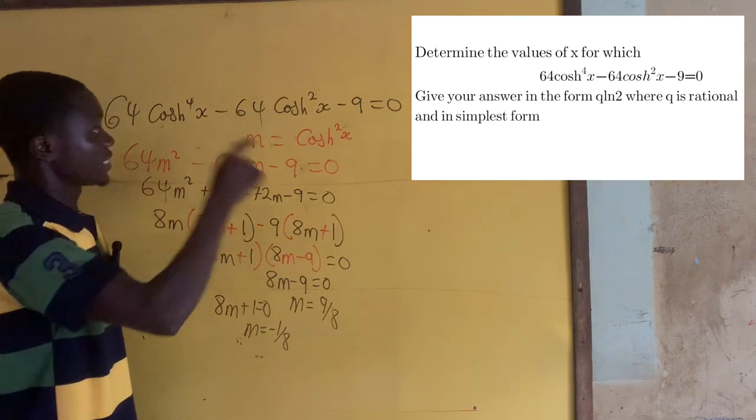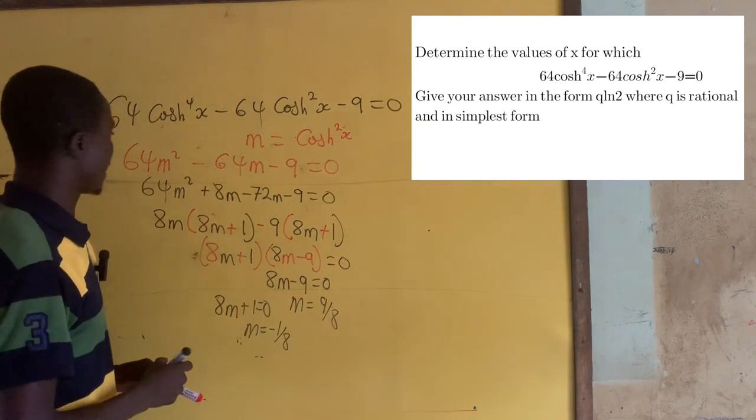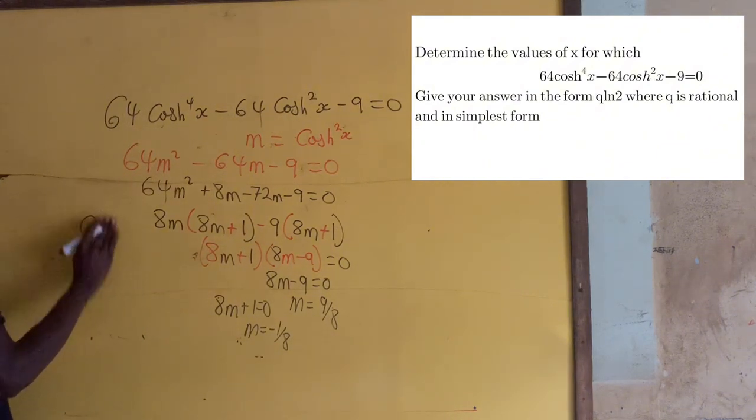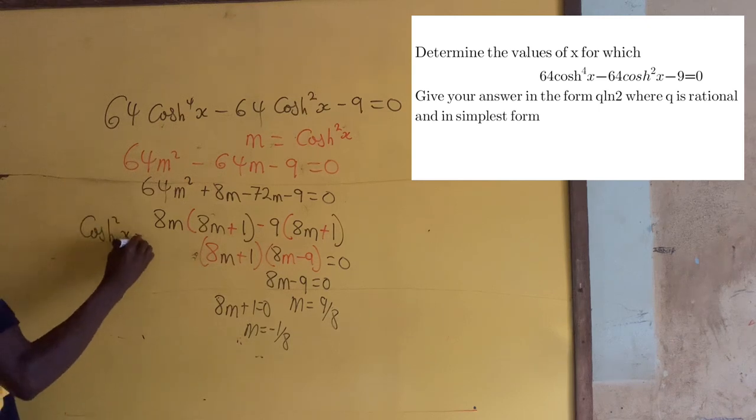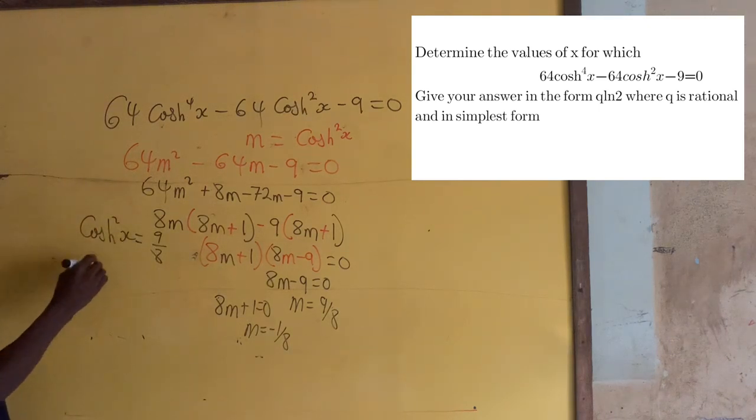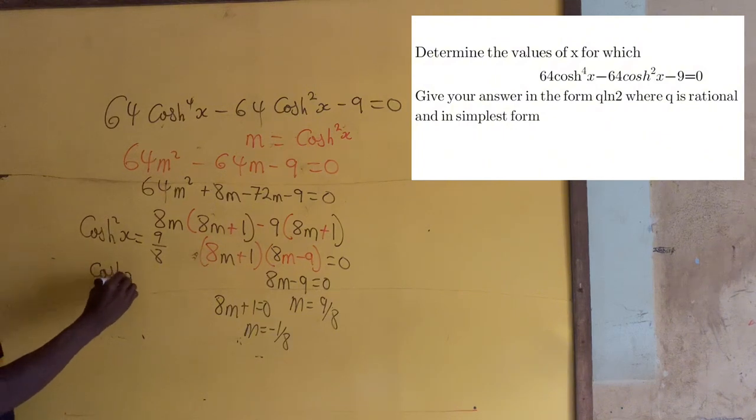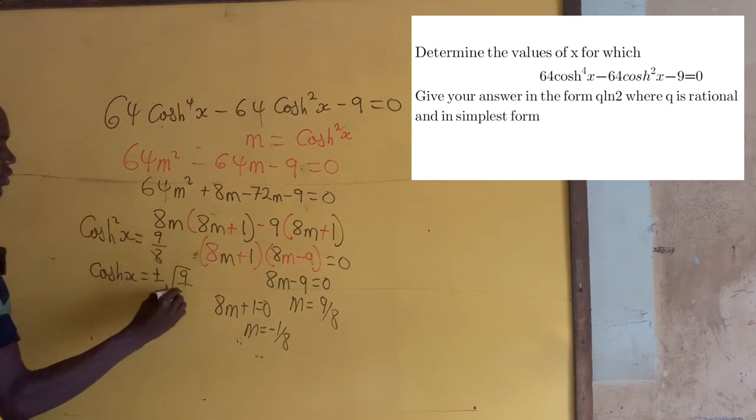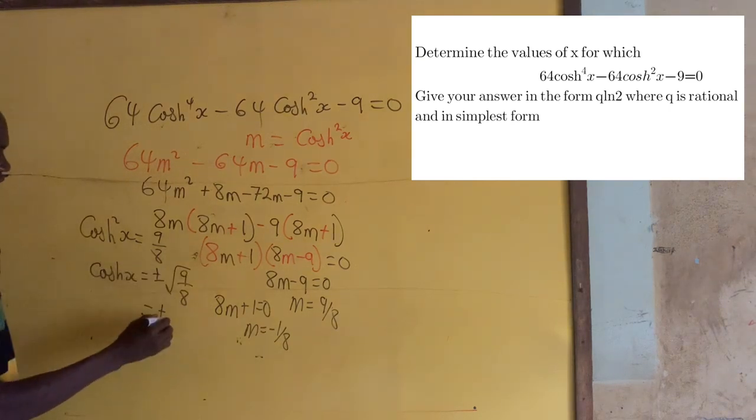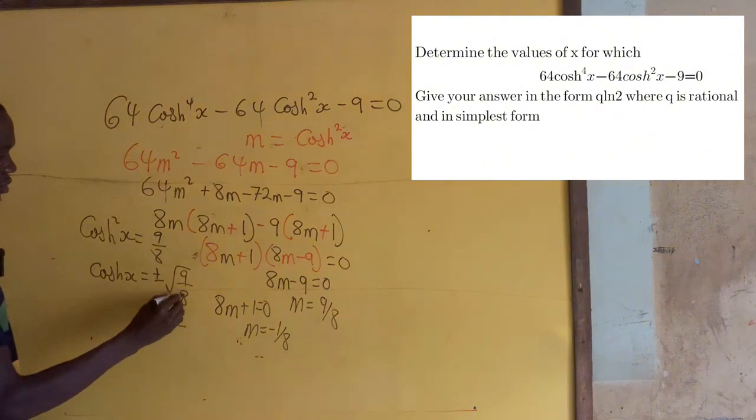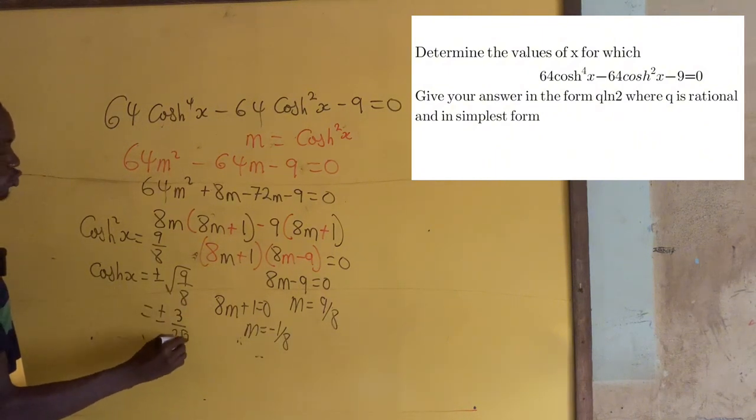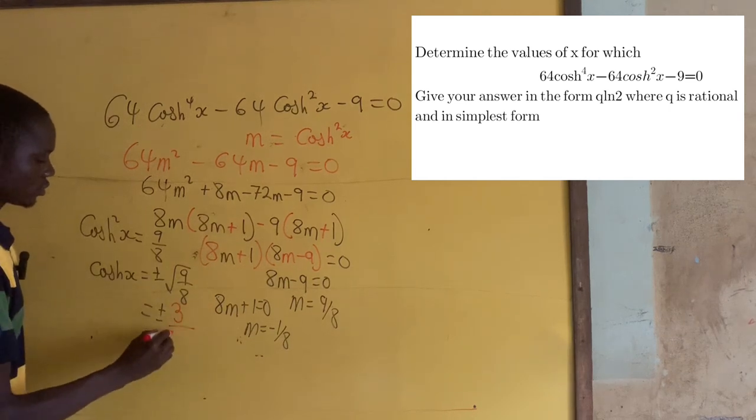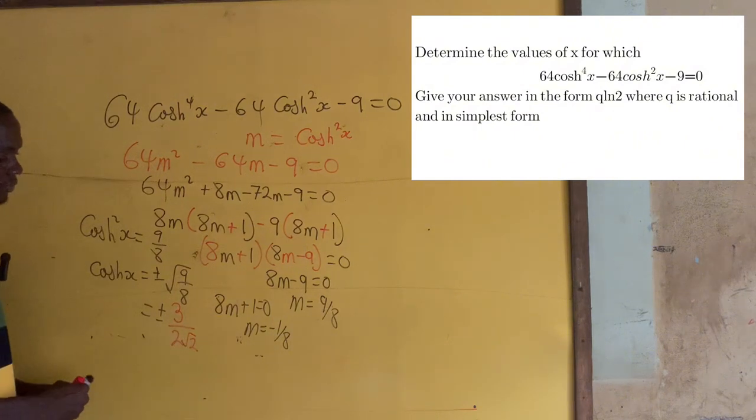But we said cos squared of x equals m. So we take cos squared of x equals 9 on 8, and we have cos of x equals plus or minus square root of 9 on 8, which gives us plus or minus 3 on square root of 8, which is 2 root 2. So let me write this one: 3 on 2 root 2. That is great.